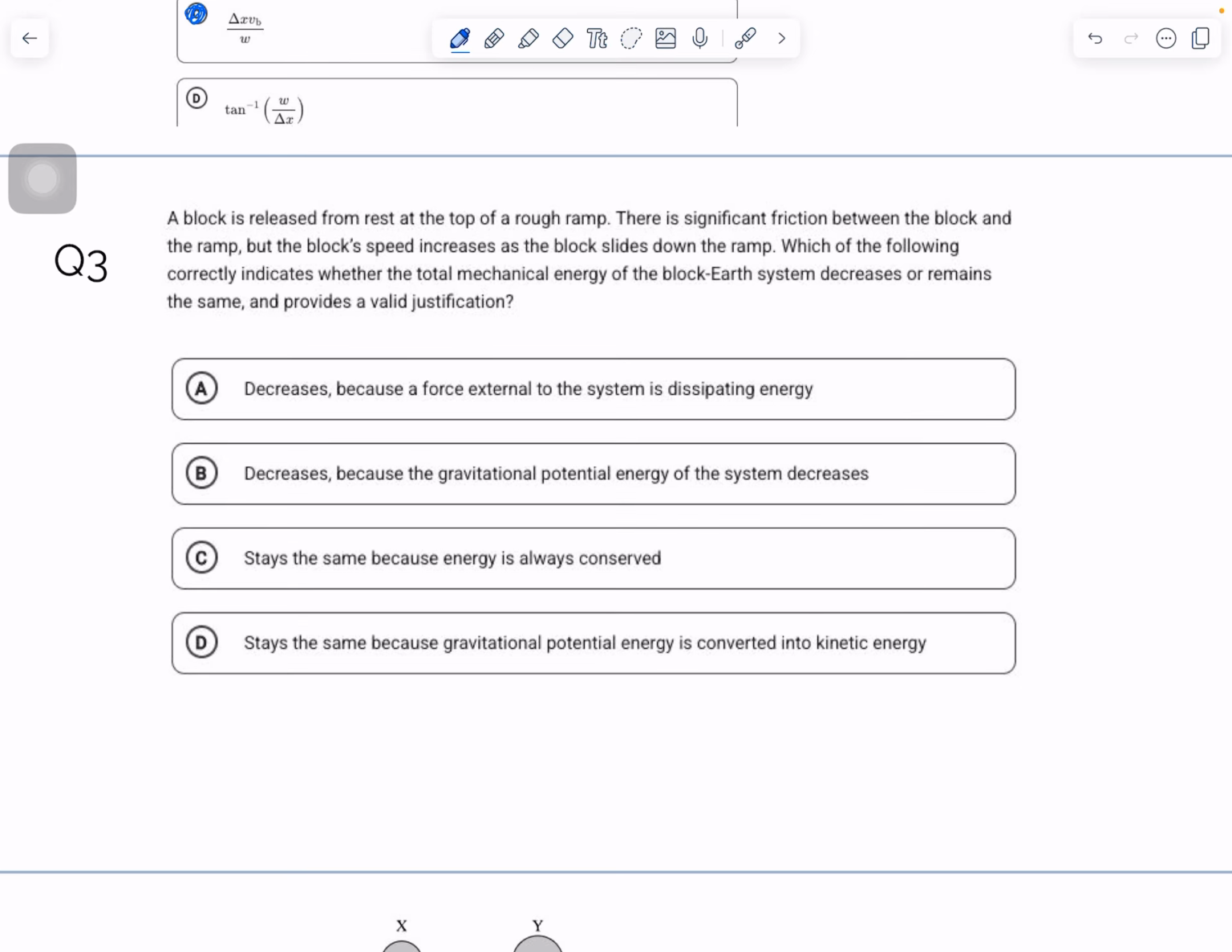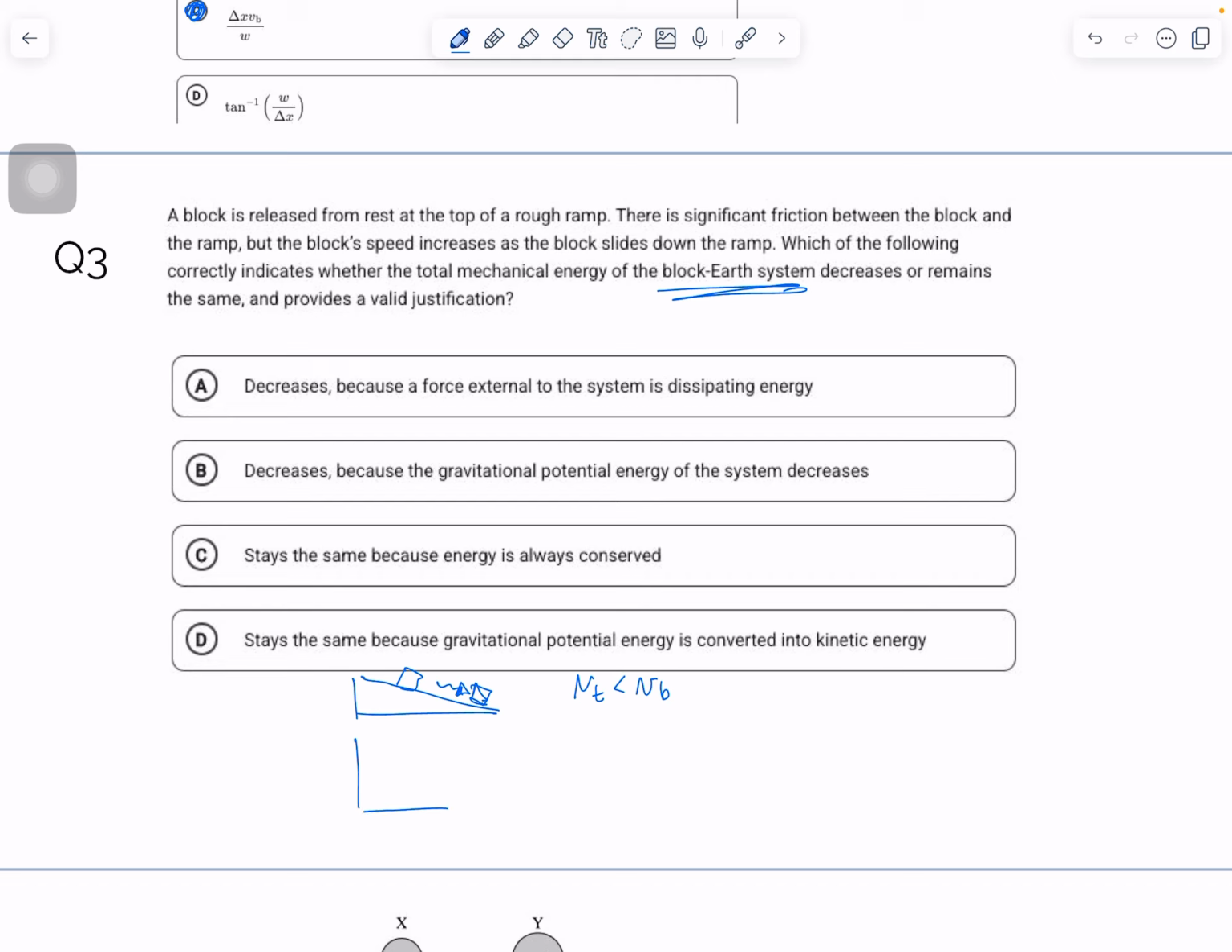Okay, question 3. A block is released from rest at the top of a rough ramp. So it goes down. Oops, sorry, block. There's significant friction between the block and the ramp, but the block speed increases as the block slides down the ramp. Okay, so I know V top is less than V bottom, speeding up. Which of the following correctly indicates whether the total mechanical energy of the block-Earth system, not including the ramp. So I've got LOL, block Earth. Anytime they say mechanical energy, I know that we're looking at an LOL chart.